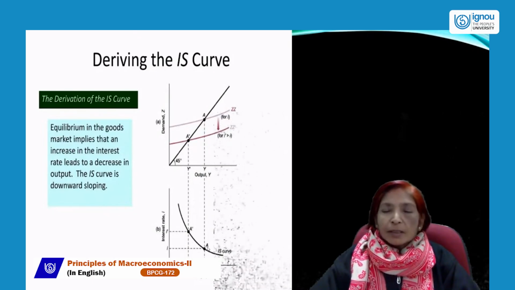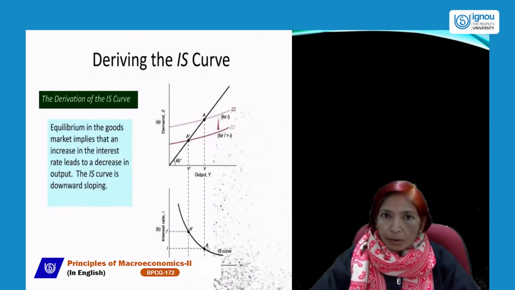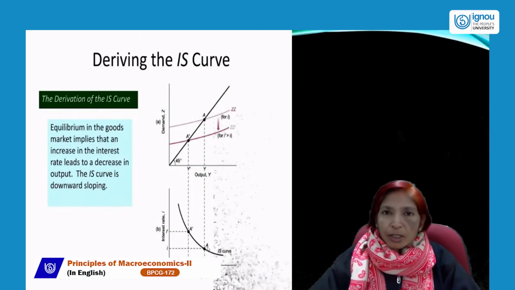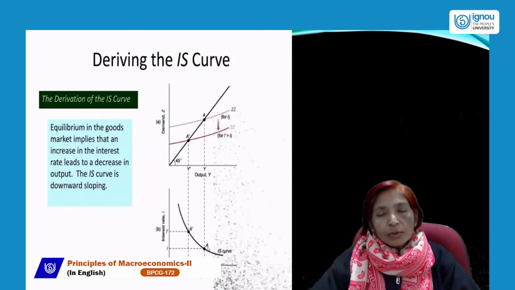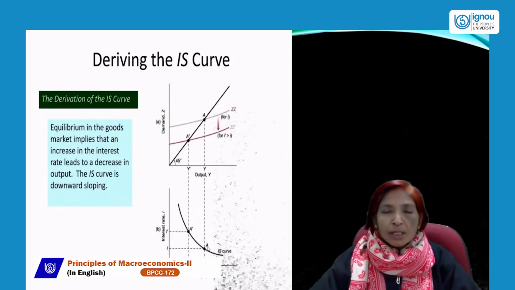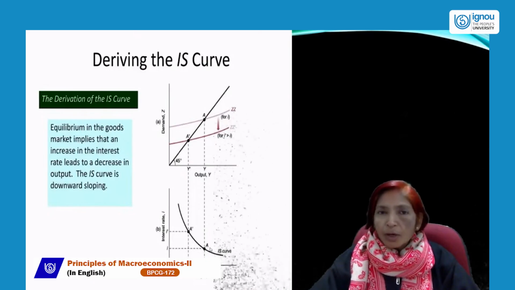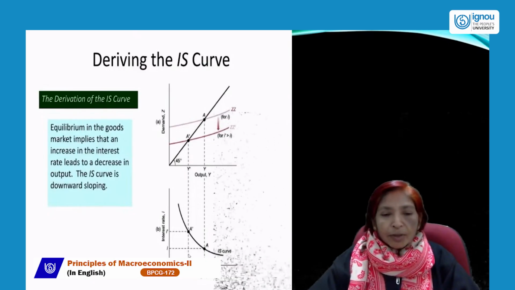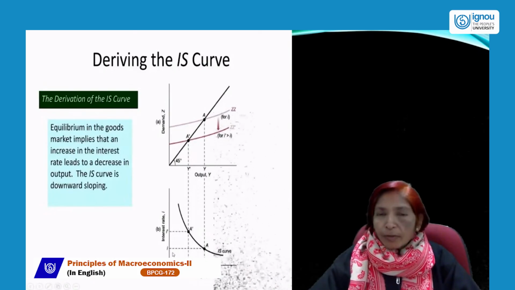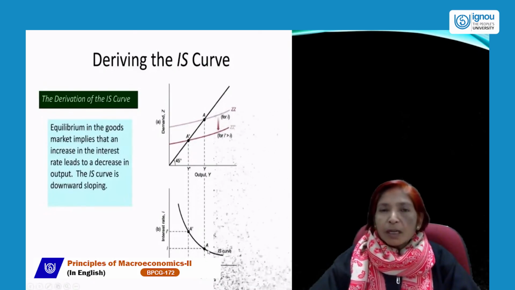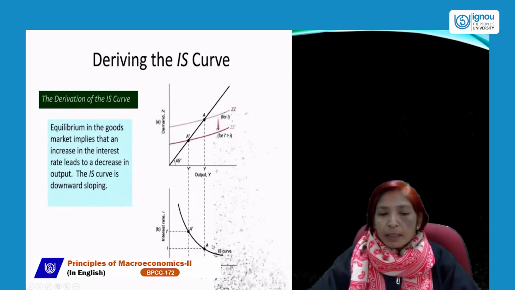So investment will decrease. If investment falls, then production will also fall. And due to the fall in production, employment will fall and the level of income will also fall. So there is an inverse relationship between the rate of interest and the level of income or output. So at a high rate of interest, income will be lower, and at a low rate of interest, income or output will be higher. So we get these two points, A dash and A.